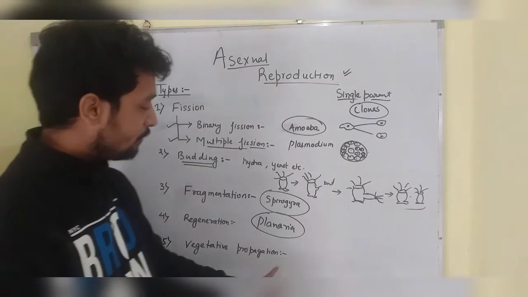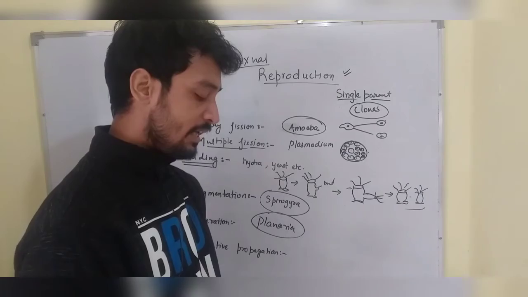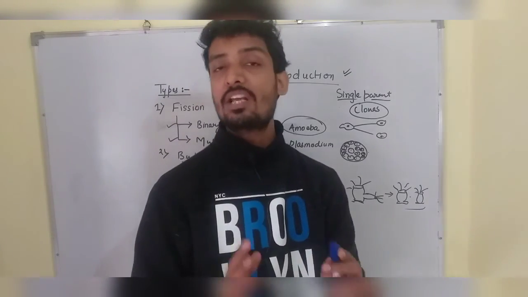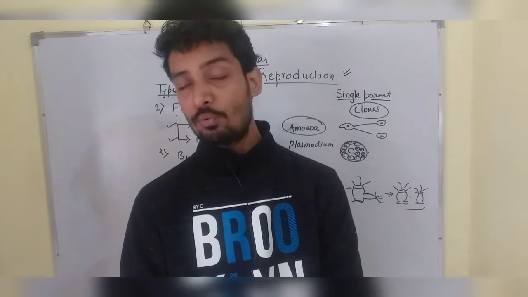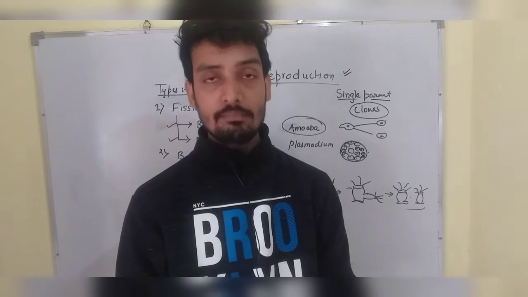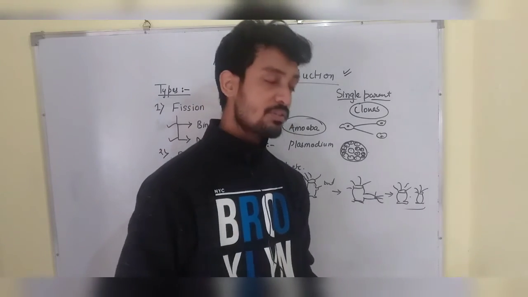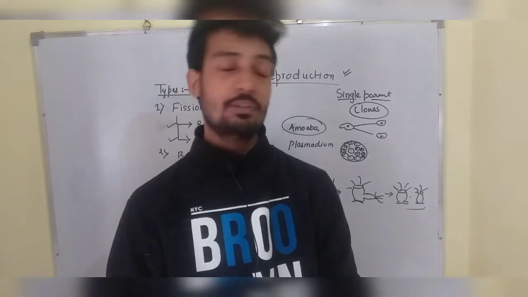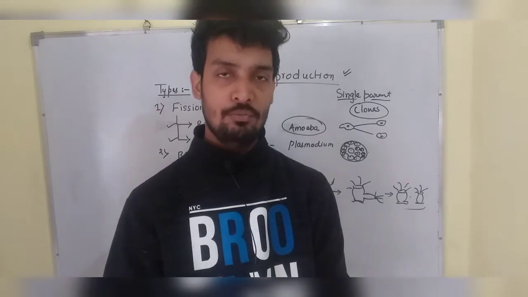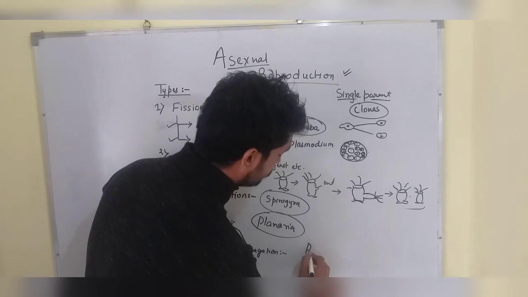What is vegetative propagation? This takes place in plants. As we know, reproduction in plants requires the formation of pollen grains and ovules, but there are many cases in which a plant can reproduce without the involvement of pollen grain or ovules. Some of the plants are bryophyllum.